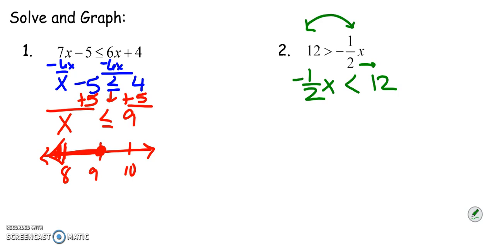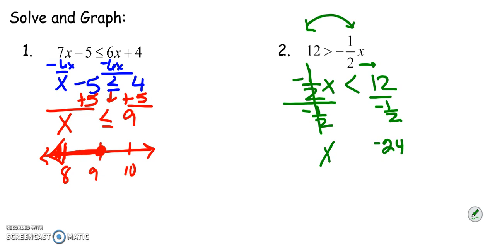All right, now to solve this, we're going to divide both sides by negative 1/2. And that makes these cancel out. So we get x, and 12 divided by negative 1/2 is actually negative 24. Multiplying by a half would give us negative 6, but if you divide by a half, you're actually multiplying by the reciprocal, so you're actually multiplying by negative 2.